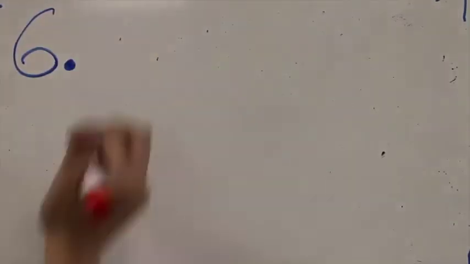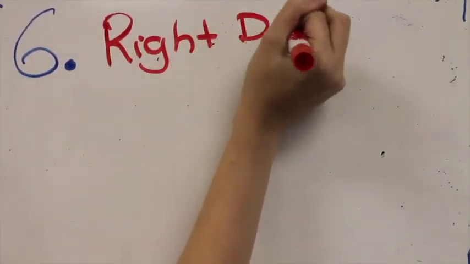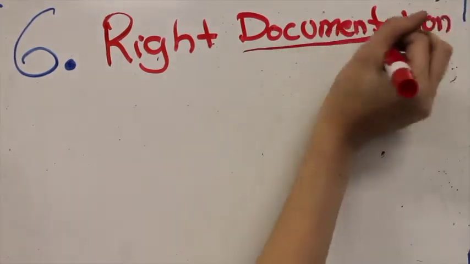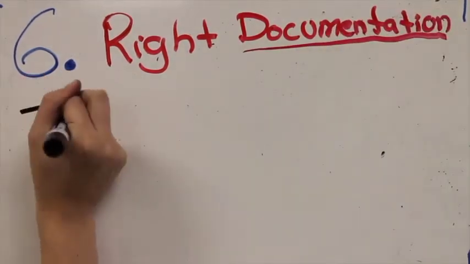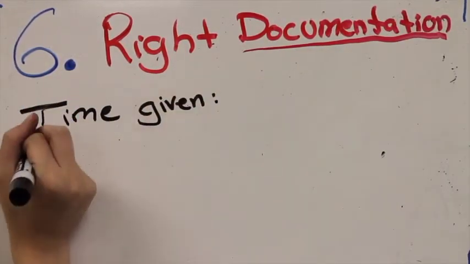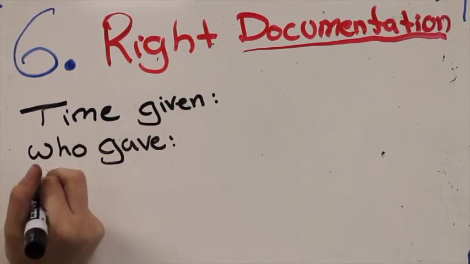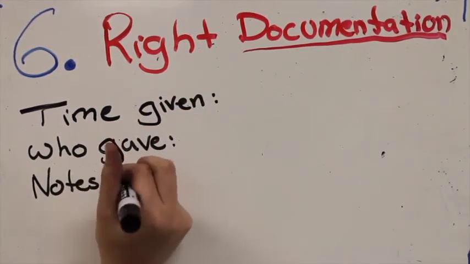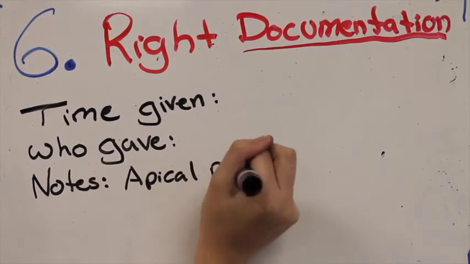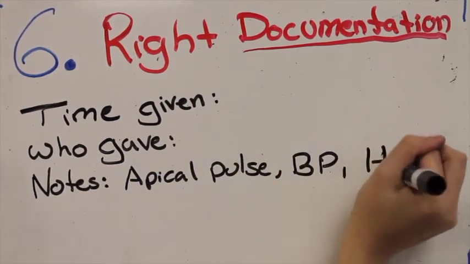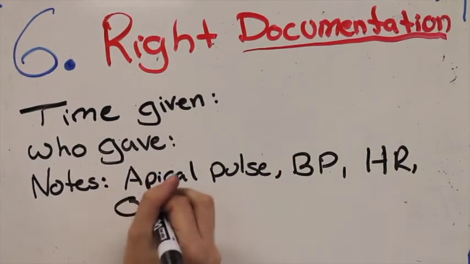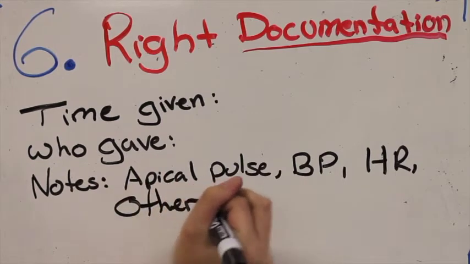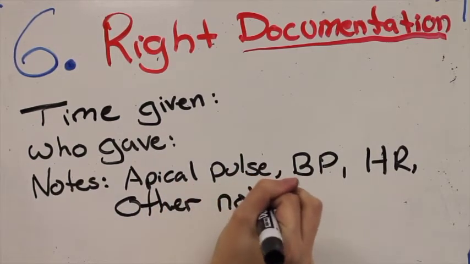The sixth right of medication administration is the right documentation. So you need to make sure that you have the time written down, who gave the medication written down, and any other notes associated with the medication. Do you need to take an apical pulse, blood pressure, heart rate, or any other notes? If the medication creates drowsiness, write that the patient was drowsy.